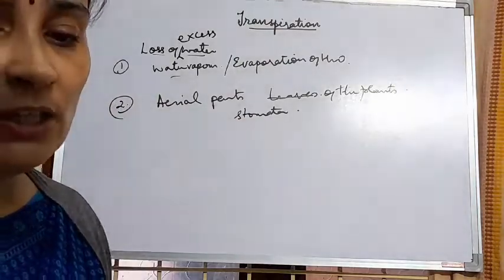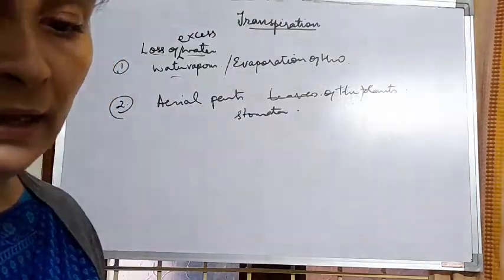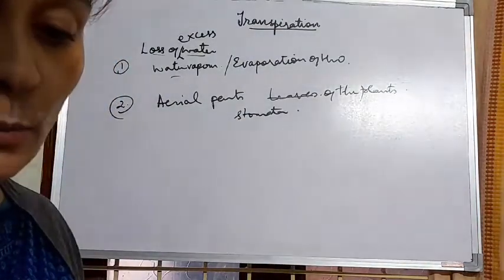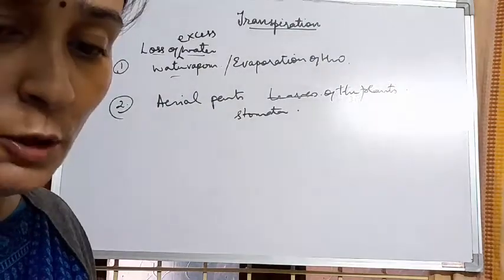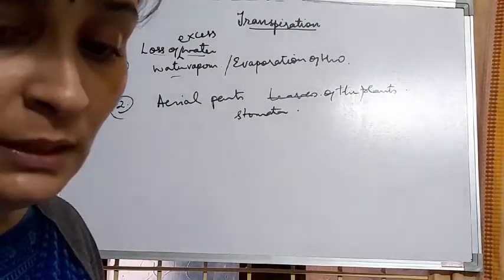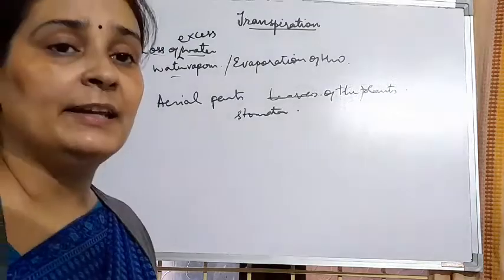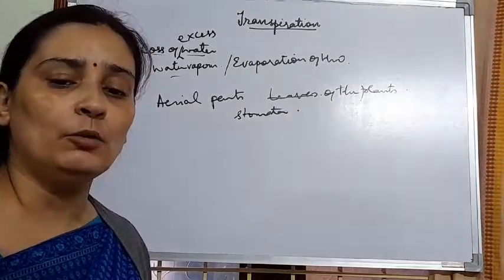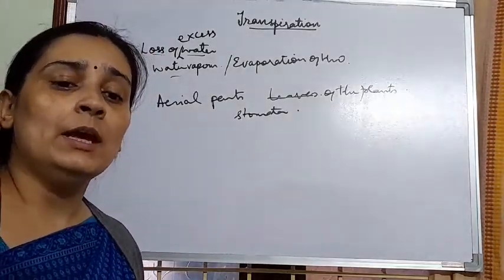So transpiration, as it is given in your books, I would ask you all to see in your book also. It is the process of the loss of water in the form of water vapor from the leaves and other aerial parts. So they help in loss of water. So this is very useful.